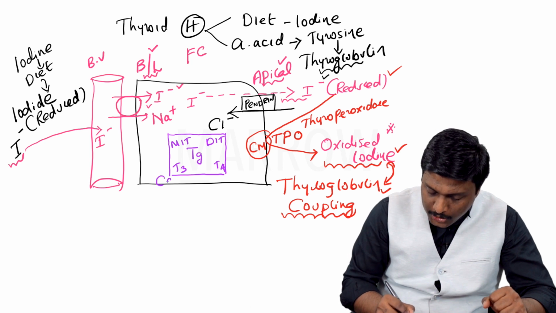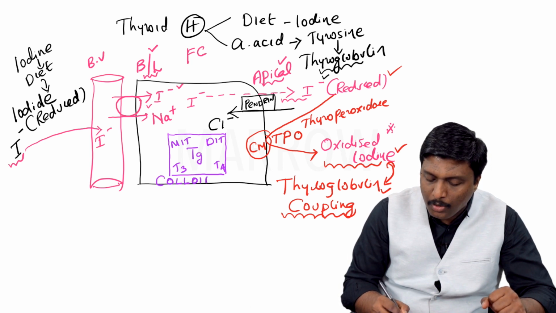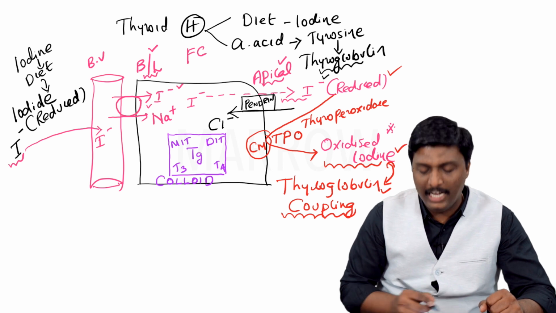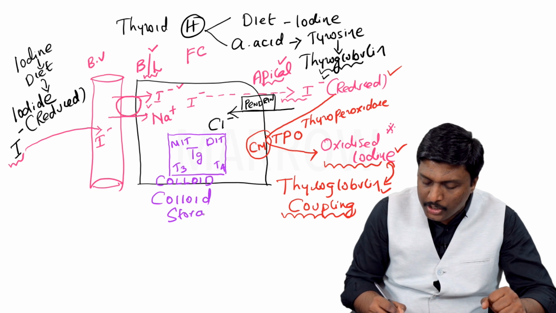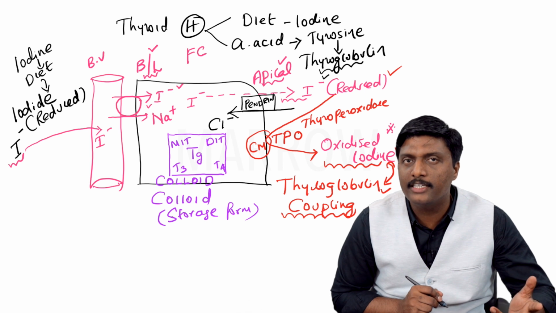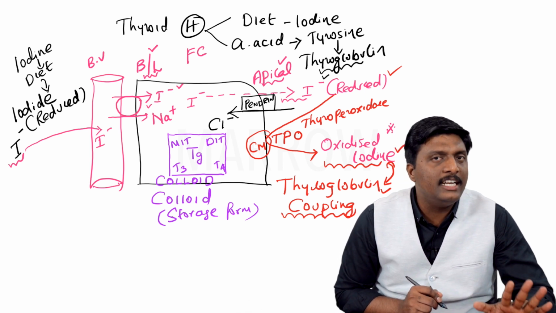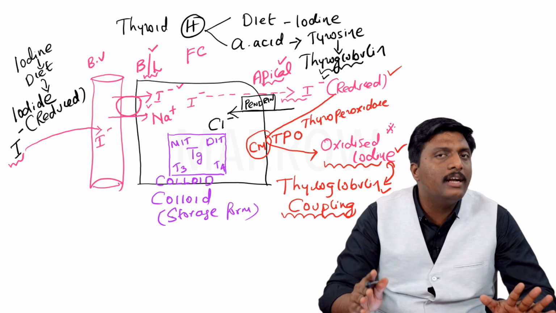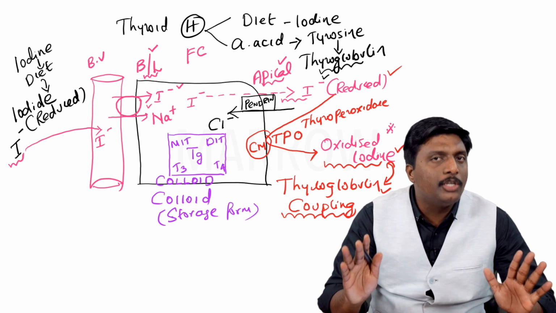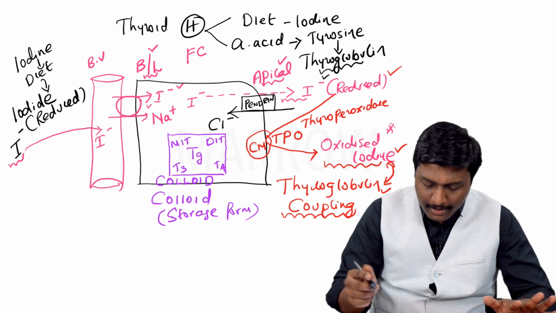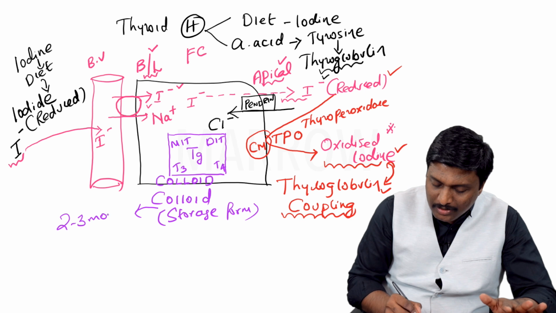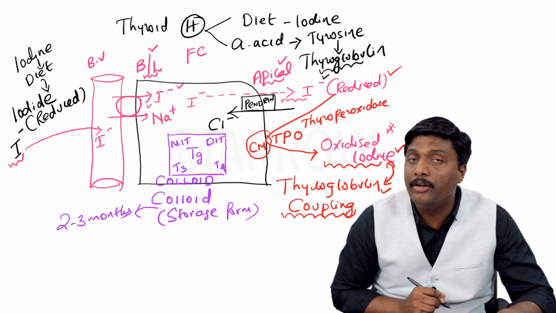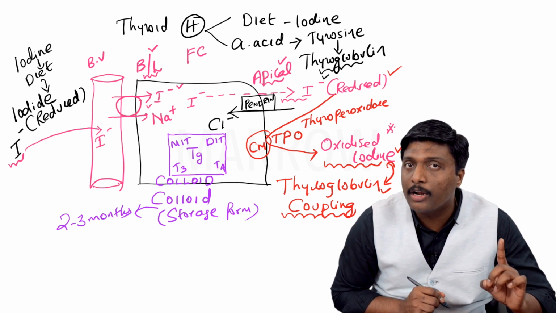The name given to this storage form is none other than the so-called colloid. Kindly make a note. What is this colloid? Colloid is none other than the storage form of thyroid hormone. This was a recent NEET PG MCQ. If your thyroid gland is inactive, if it is not producing any new hormone, this colloid storage form itself is sufficient for survival up to 2 to 3 months. Remember, not days, not weeks, it is for months.